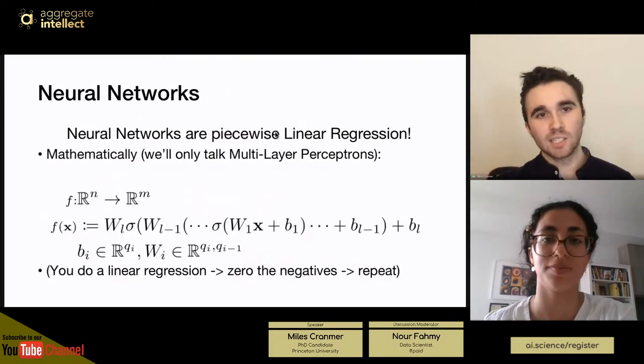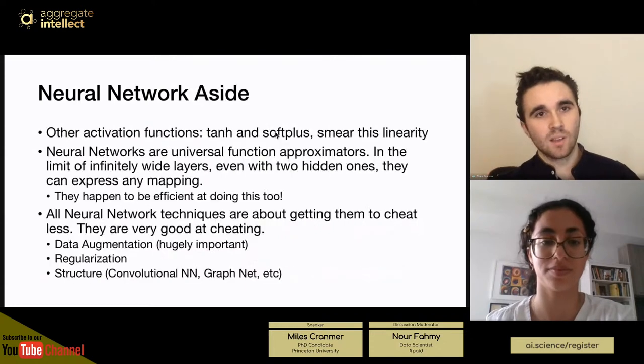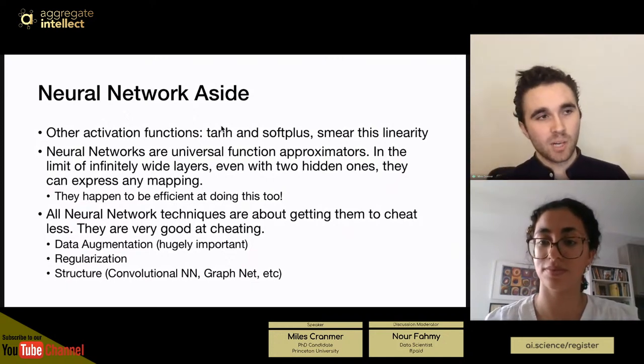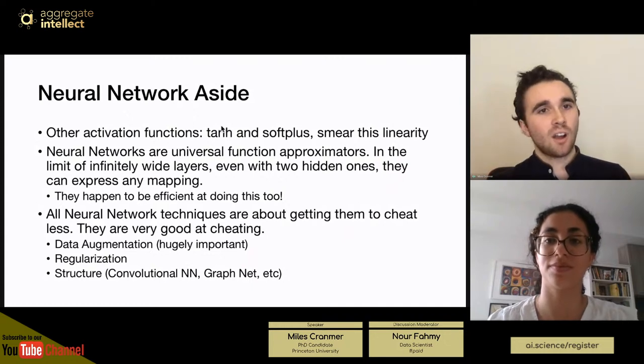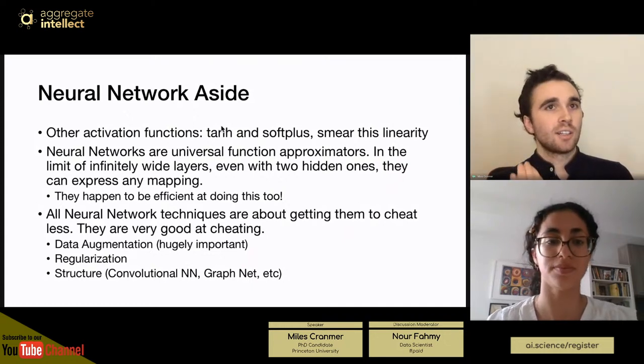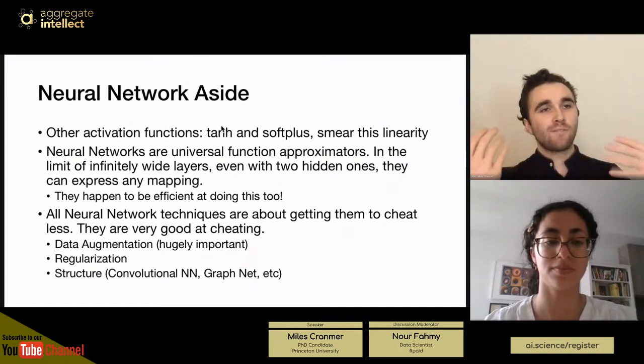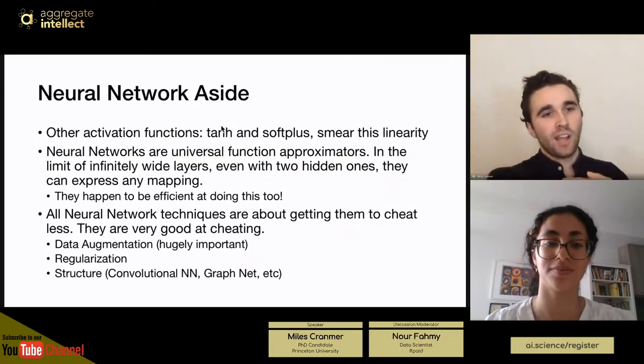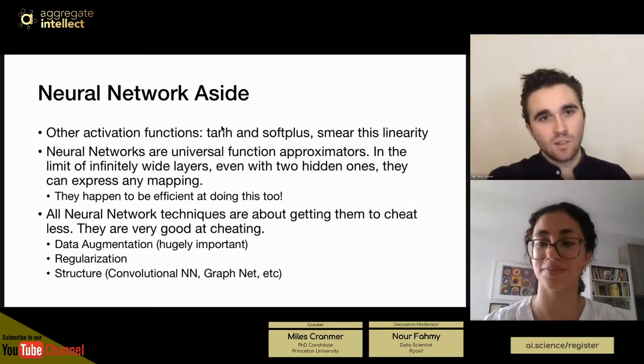So it's piecewise linear regression. And there are other activations like Tanh and Softplus that smear that linearity out, but a ReLU keeps that linearity. So basically neural networks are really good at learning an arbitrary function to go from one vector to a different vector, which might be a different dimension.